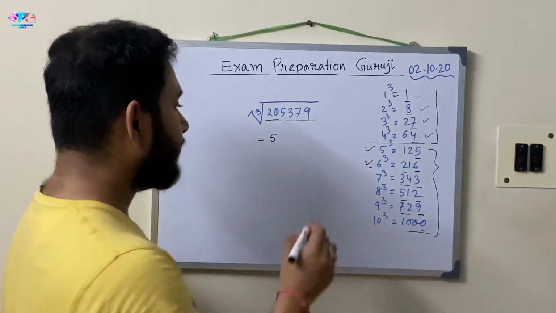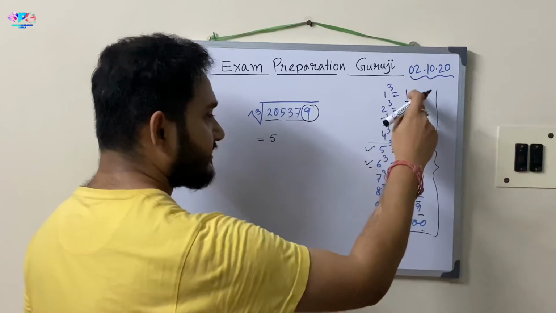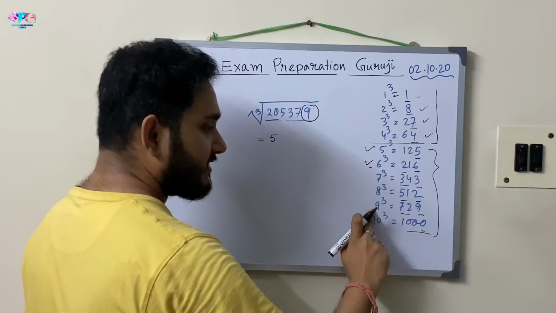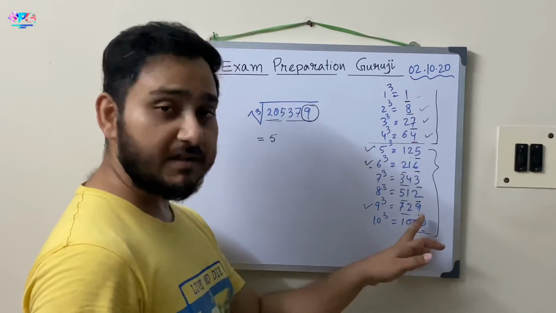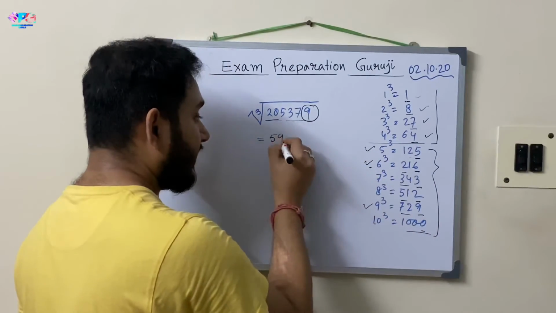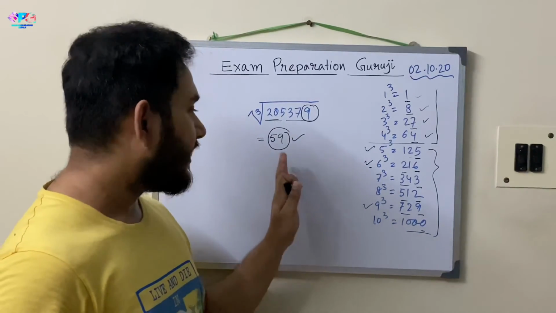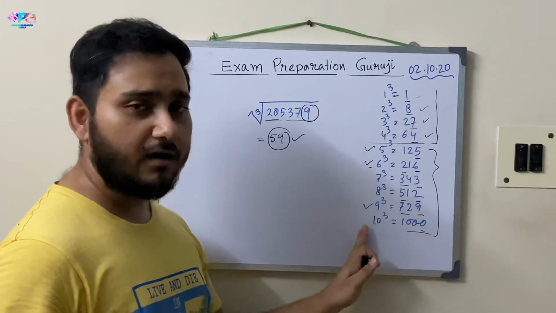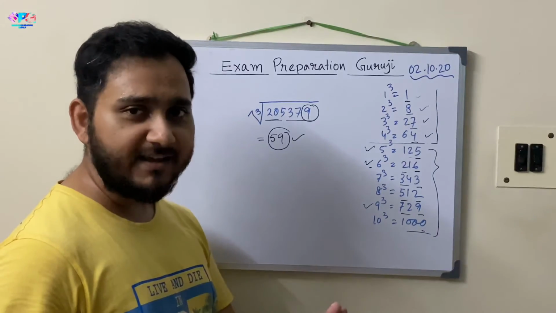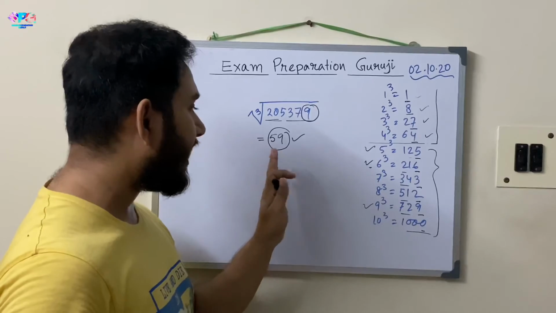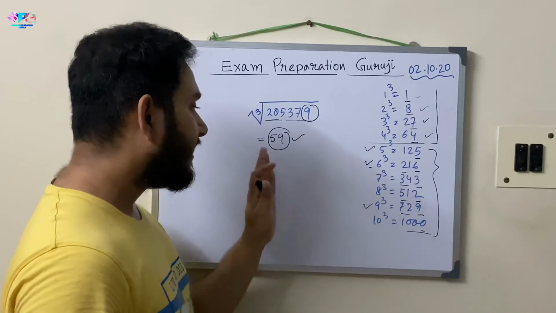In 379, we can see the unit digit is 9, right? When we get 9 as a unit digit, it comes from 9 cube itself. No other number will give 9 as a unit place, correct? So we have to use 9. That's it. This is the answer. Very easy, right? And very effective. You will get this if you have the table. You can memorize the table 1 to 30 or 1 to 20 easily. You can do this kind of square root and cube root within a few seconds, 5 seconds, 10 seconds. You can easily derive the value.